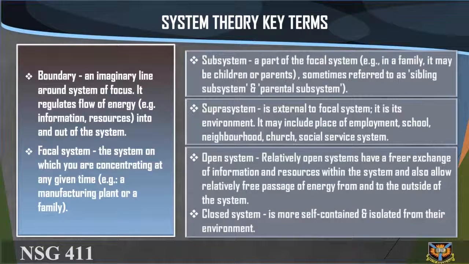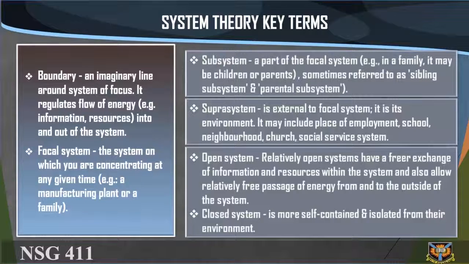System theory key terms. Boundary: an imaginary line around system of focus. It regulates flow of energy, e.g., information, resources, into and out of the system. Focal system: the system on which you are concentrating at any given time, e.g., a manufacturing plant or a family. Subsystem: a part of the focal system, e.g., in a family, it may be children or parents, sometimes referred to as sibling subsystem and parental subsystem.